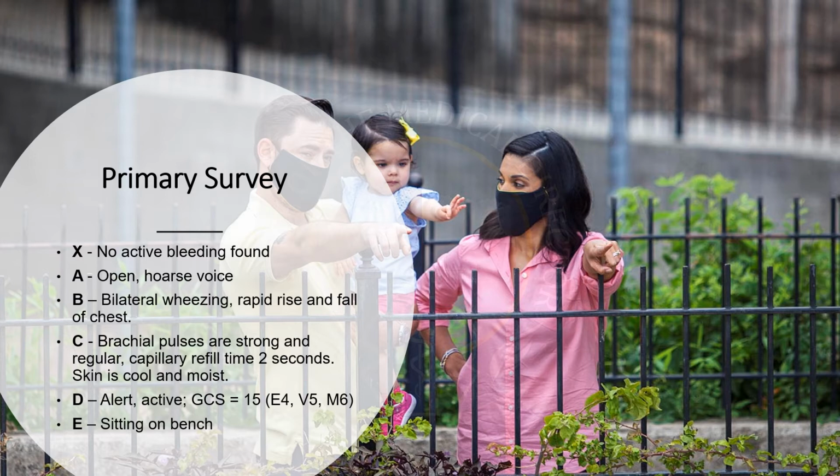Your primary survey reveals no active bleeding with a small sting mark to the back of her neck. She has an open airway with a hoarse voice. She has audible bilateral wheezing with rapid rise and fall of the chest. Brachial pulses are strong and regular. Cap refill time is 2 seconds. Her skin is cool and moist. She is alert and active with a GCS of 15, and she was sitting on a bench when she was stung by an unknown insect.